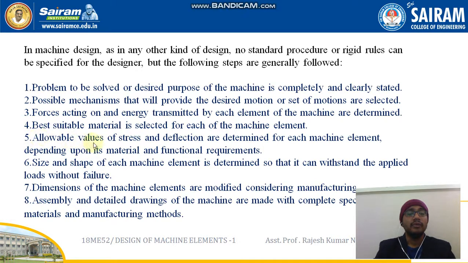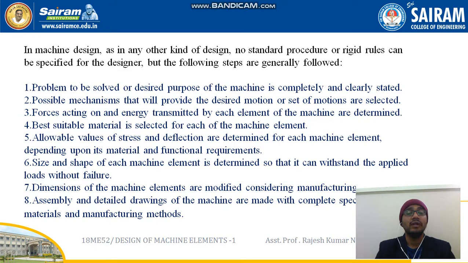The fifth one is that allowable values of stress and deflection are determined for each machine element depending upon its material and functional requirement. The sixth point is that the size and shape of each machine element is determined so that it can withstand the applied loads without failure. The seventh one is that dimensions of the machine elements are modified considering the manufacturing aspects. And the last one is that assembly and detailed drawings of the machine are made with complete specification of materials and manufacturing methods. So there is no single proper way of defining the machine design process.